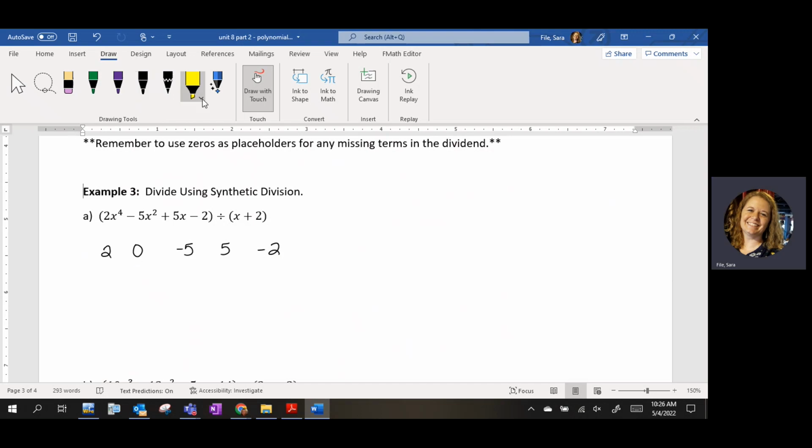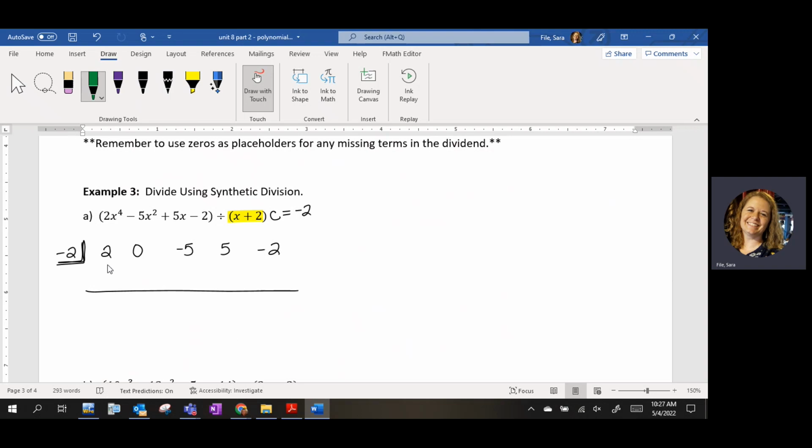Now here is my divisor. What is my c value? If this is x minus c, c is -2, right? So -2 is going to go in the little box here on the left side. Okay, and then we leave some space and draw a line. And then we're going to start the process. Okay, this is the setup.